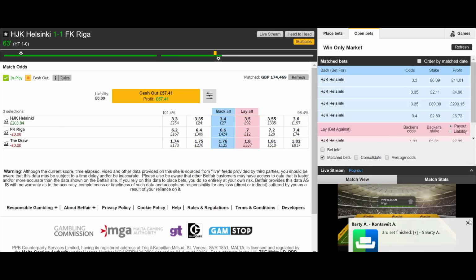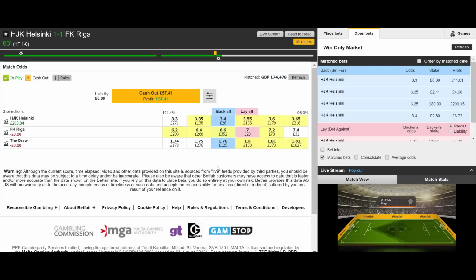I was trying to do some tennis trades as well as recording this video. I'm trying to do it all today. But if you have a look at that now, look at this. We've got £200 of green sitting on Helsinki. And obviously, we're going to be break even if this match remains a draw or if Riga goes on to win.